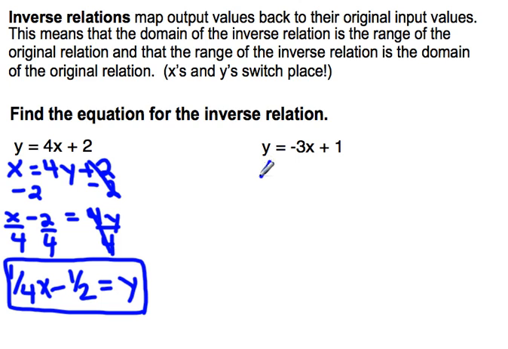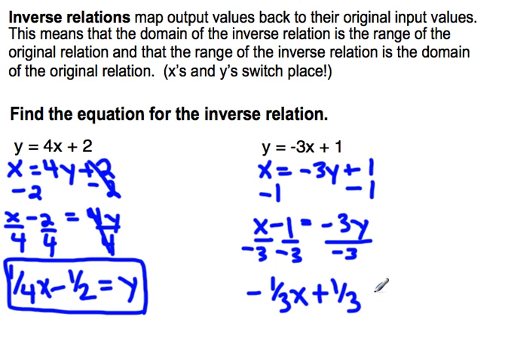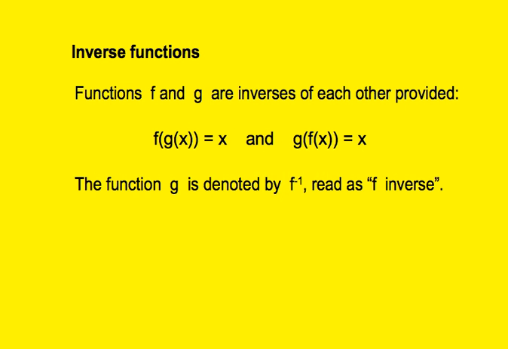Same thing over here. Switch the x and the y around. Solve for y, so I'm going to subtract 1. x minus 1 equals negative 3y. Now we divide everything by negative 3. So here that's going to leave us with negative 1/3 x. Two negatives make a positive, 1/3, equals y. And again, there is my inverse of the equation we started with.